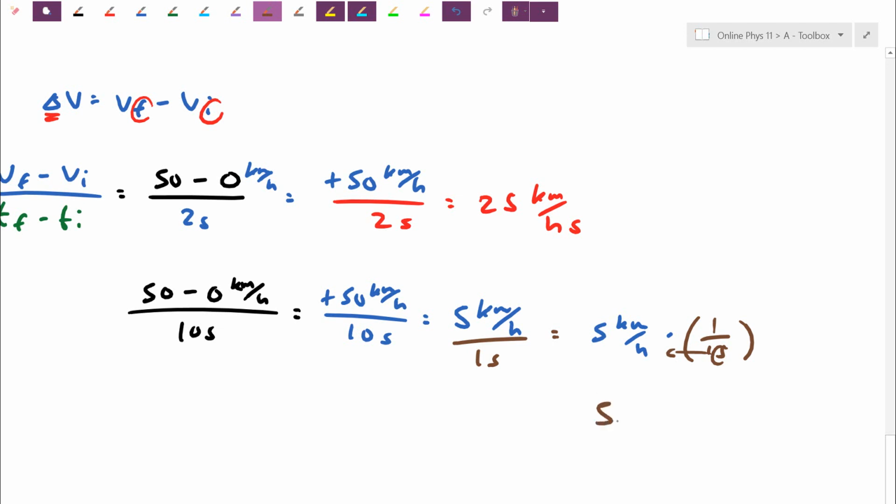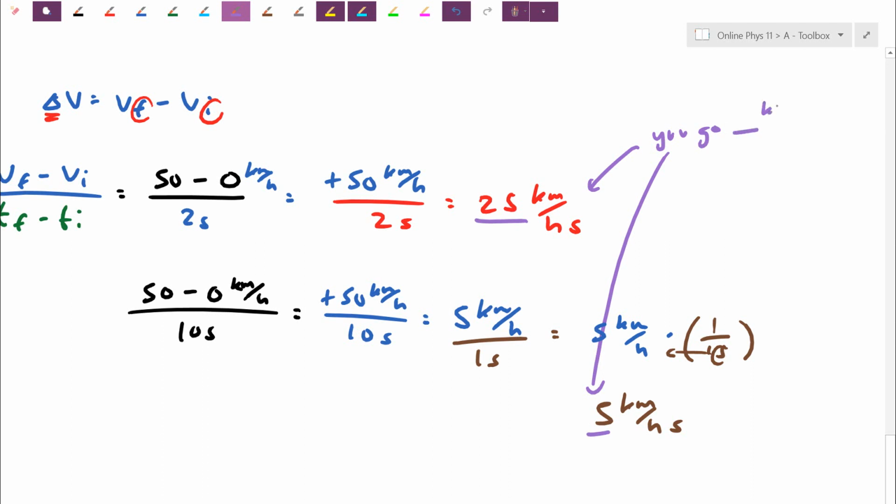And that's why I would actually list it 5 kilometers per hour for every second that you travel. Again, this is a very strange set of units. I wouldn't normally do this, but let me explain in words for you here. You go this number, 25 or 5, that many kilometers per hour faster after each second.